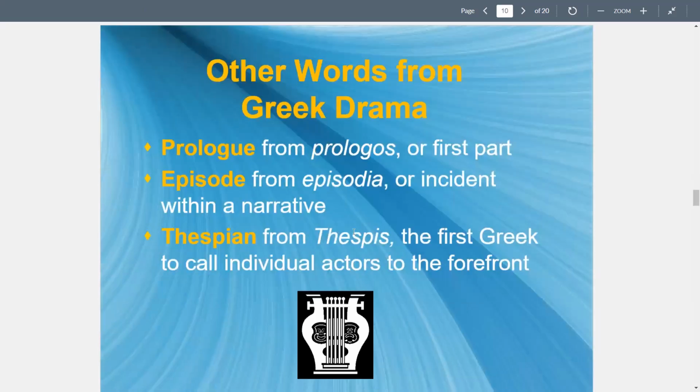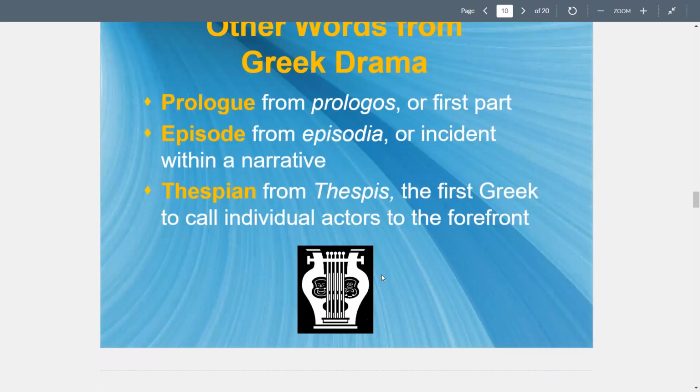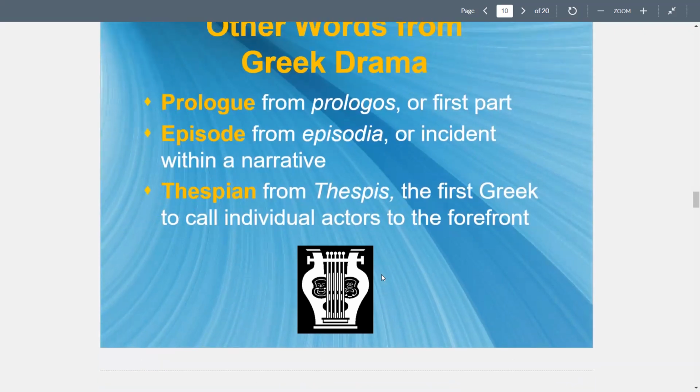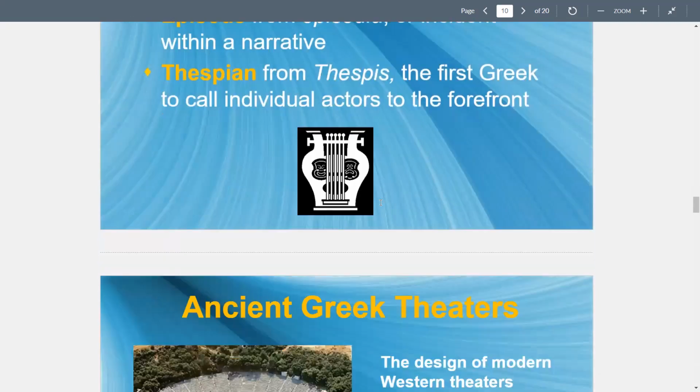Other words from Greek drama, we have prologue from prologos, which is the first part, episode from episodia, which is an incident within a narrative, and even the word thespian, which we use for actors, comes from Thespis, who was the first Greek to call individual actors to the forefront. It wasn't about individual actors in the beginning and who they were. It was, no, that's just the person playing Creon. That's just the person playing Tiresias or Oedipus. And it didn't really matter who that person was. But Thespis started actually showing, no, these are individual people.